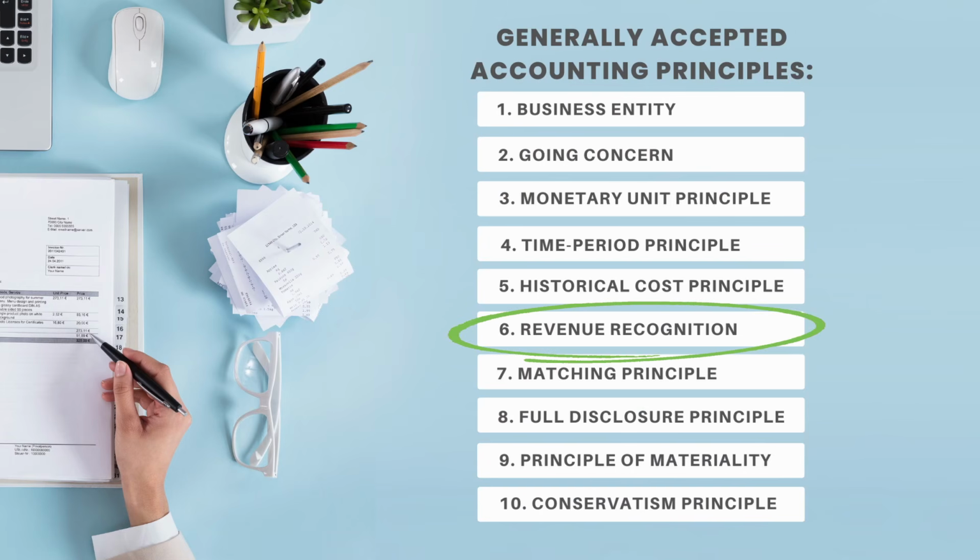The revenue recognition principle wants you to record all revenue when it's earned, not when it's received. This is also called accrual-based accounting. So in QuickBooks, you can click a little button and it'll pull your reports either in the accrual method or the cash basis.